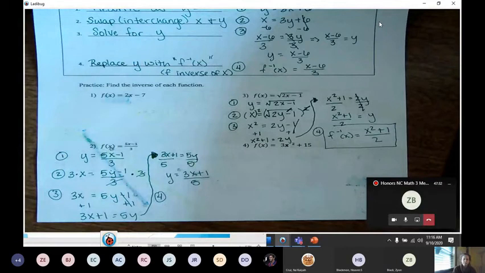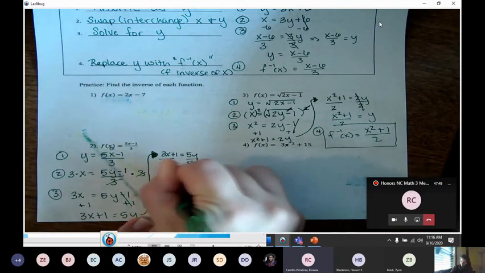And step 4, our very last step. Roxy, are you there? Yeah. The very last step says replace y with f inverse of x. So what am I going to write? F inverse of x equals 3x plus 1 over 5.